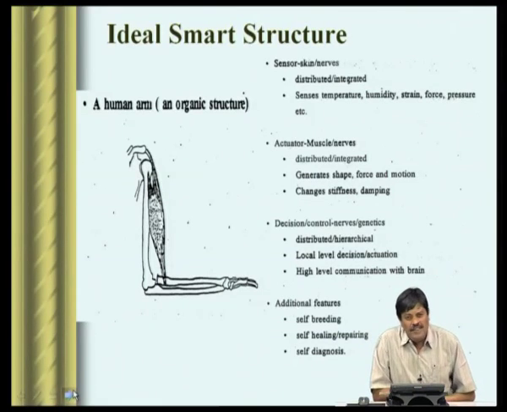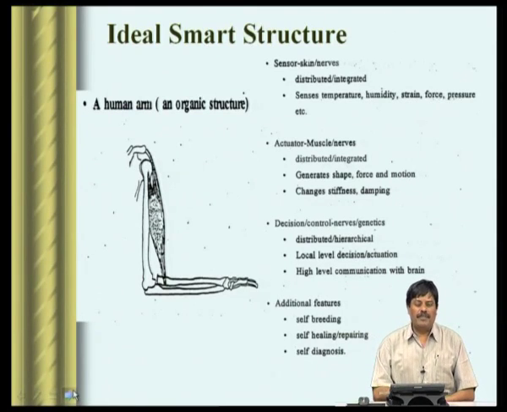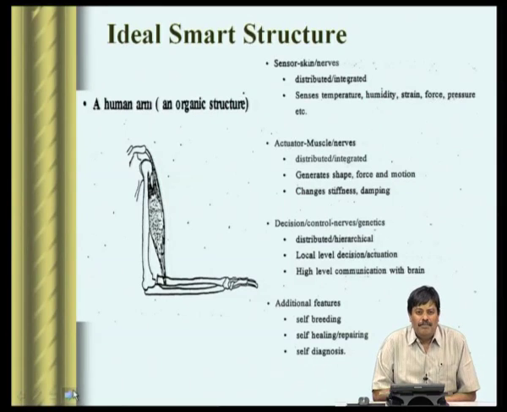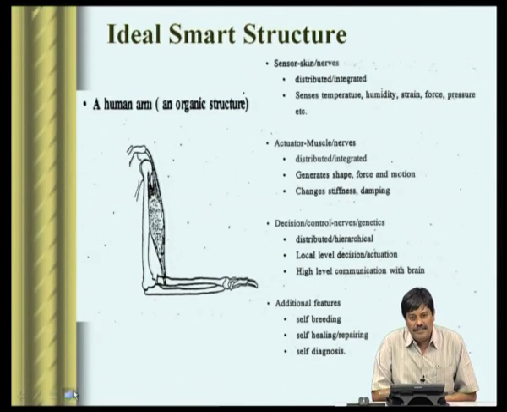Next we will see what is an ideal smart structure. Our human body is essentially an ideal smart structure. So, let us take a small human arm which is an organic structure and look at what are the constituents of it and how we can relate it to our smart system. The human arm basically has nerves or a skin which acts like a sensor, and these sensors, I call it, are distributed and integrated. And what all can it sense? It can sense a number of things like temperature, humidity, strain, force, pressure, etc.